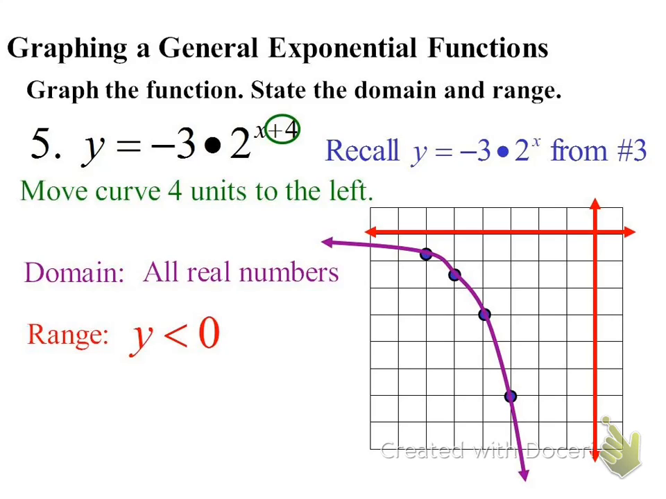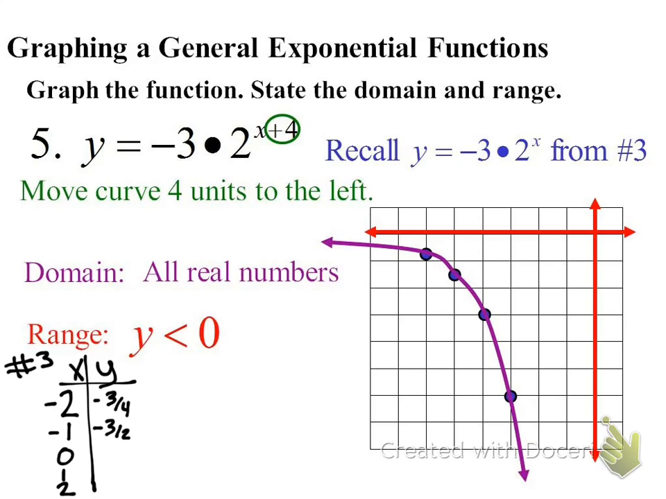So can someone remind me, I'll just put a little number 3. What was our XY table from number 3? -2, -1, 0, 1, 2. Okay, and then what were our outputs? -3/4, -3/2, -3, -6, and -12.